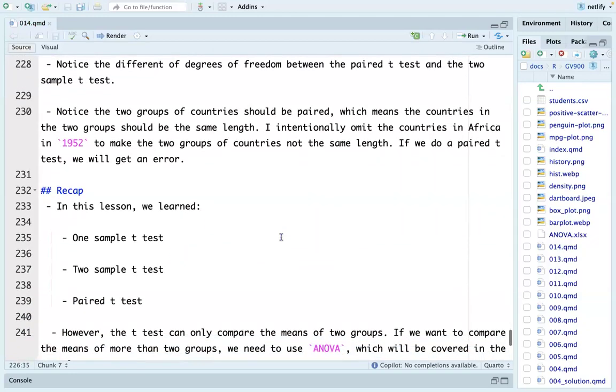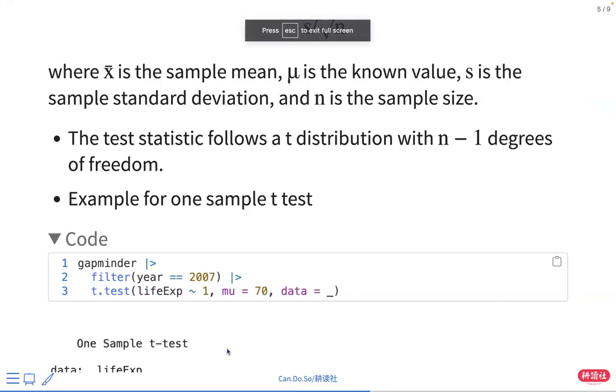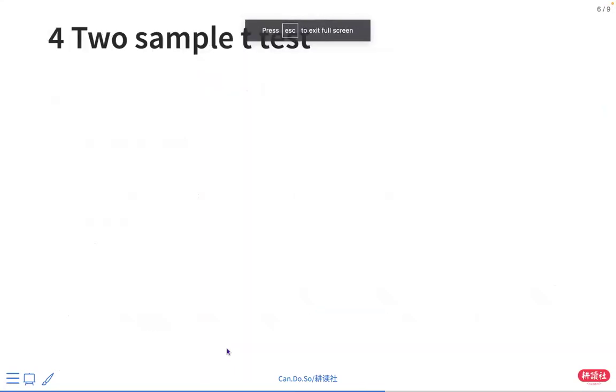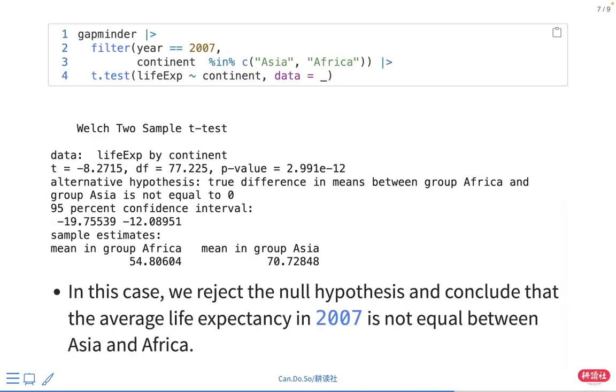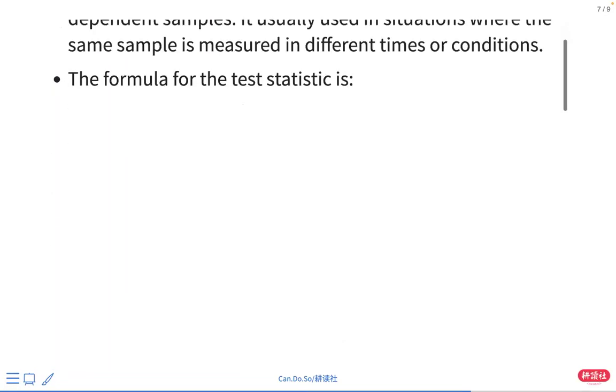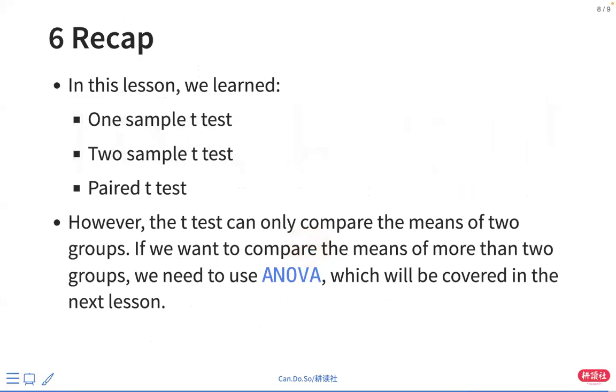Okay, that's all for today's course. So in this lesson we learned one sample t-test, two sample t-test, paired t-test, and the t-distribution.